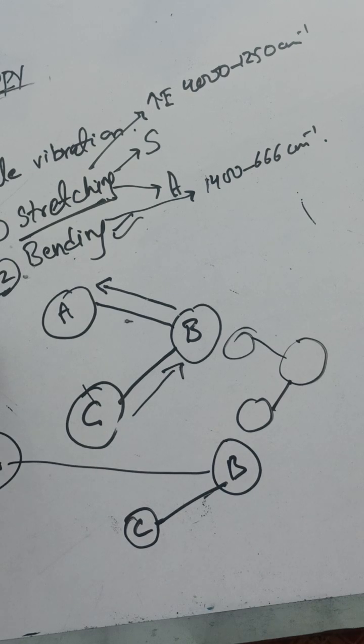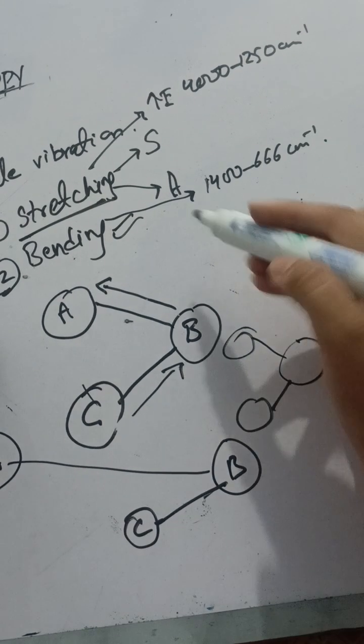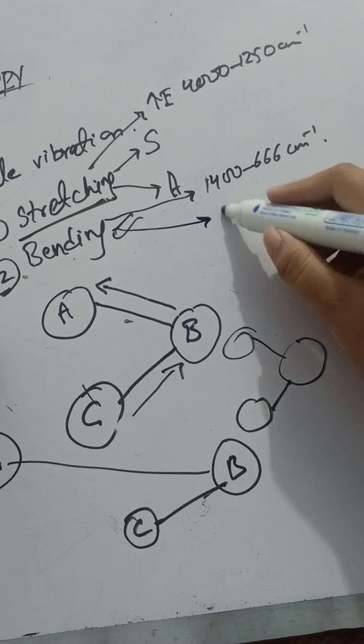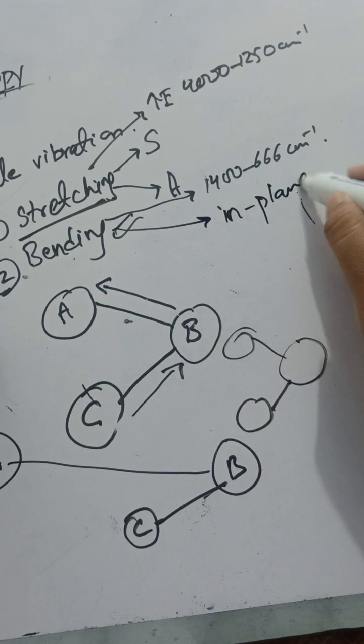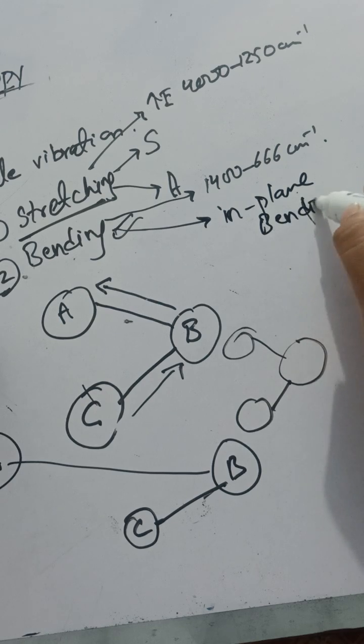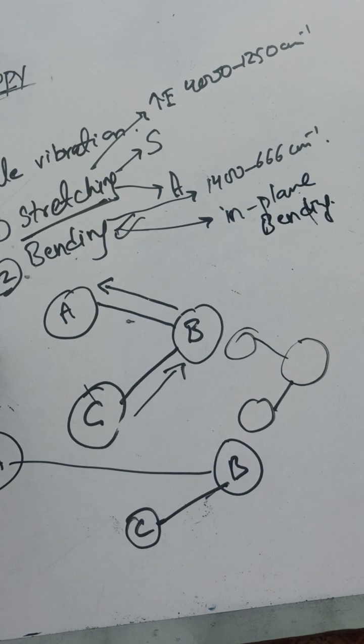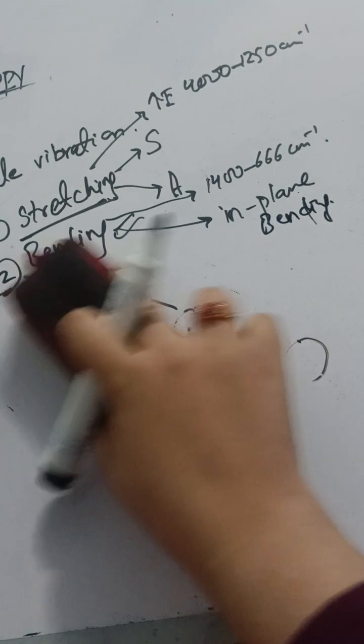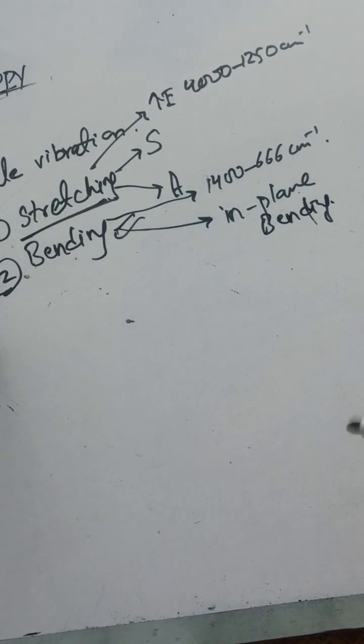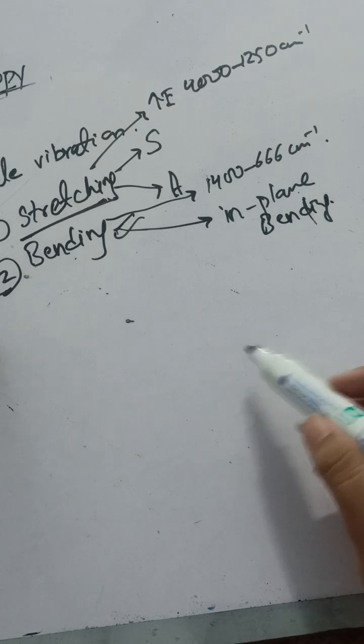Now the bending vibration is the oscillation that occurs perpendicular to the bond axis. Now the bond angle will change, not the bond length. Bond length changes in the case of stretching; bond angle changes in the case of bending vibration. Now the bending vibration again has two types. First is the in-plane bending. Now what is in-plane bending? Let's study it. I am going to raise all of these things so that you can clearly understand what is in-plane bending. So in-plane bending is again subdivided.